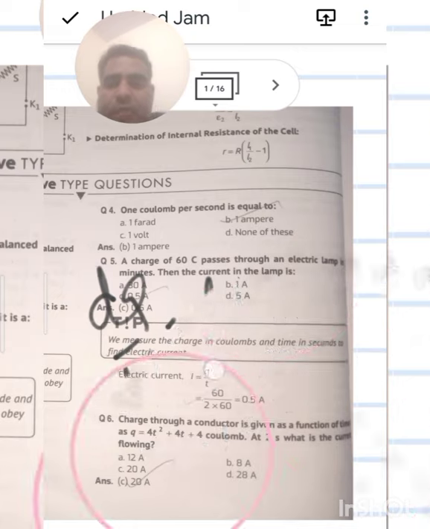Put the value t equals 2, so 8 into 2 is 16, 16 plus 4, so the answer will be equal to how much? That will be equal to 20 ampere. So the correct answer is C, 20 ampere.